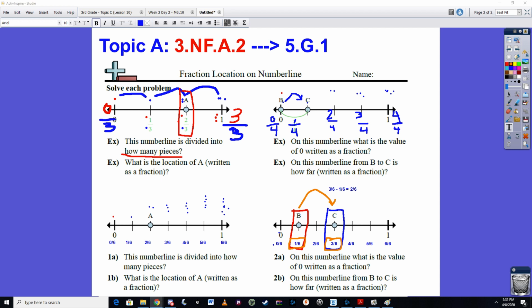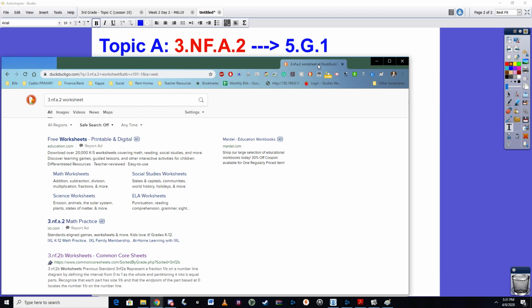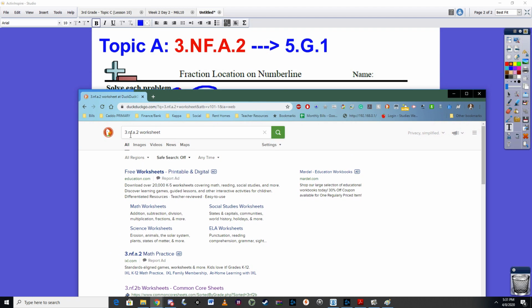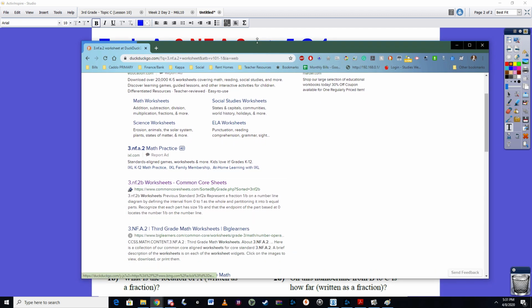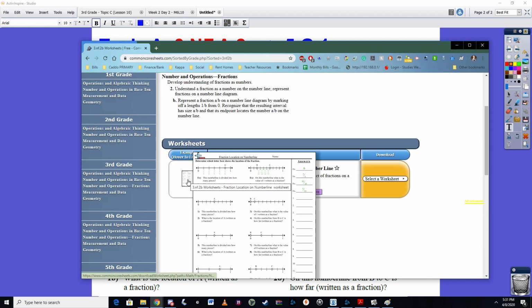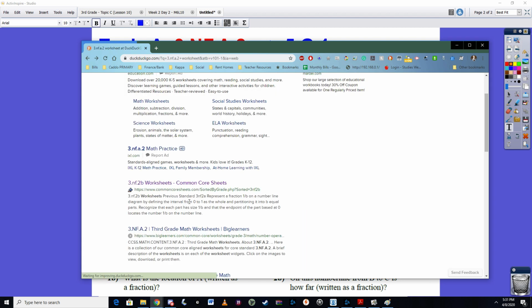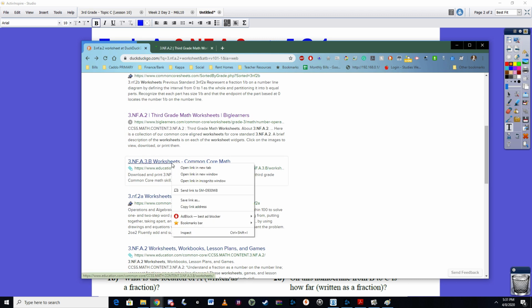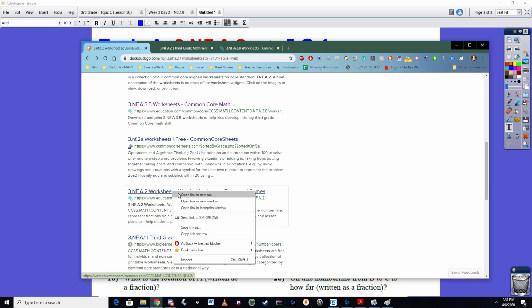Now, if you need more help, just go to, let's see, you could just type in 3.NF.A.2 worksheet, and this is where I found that page from. Common Core Sheets. There it is. Let's see if that works. Some of these will give it to you for free. Some of these won't.